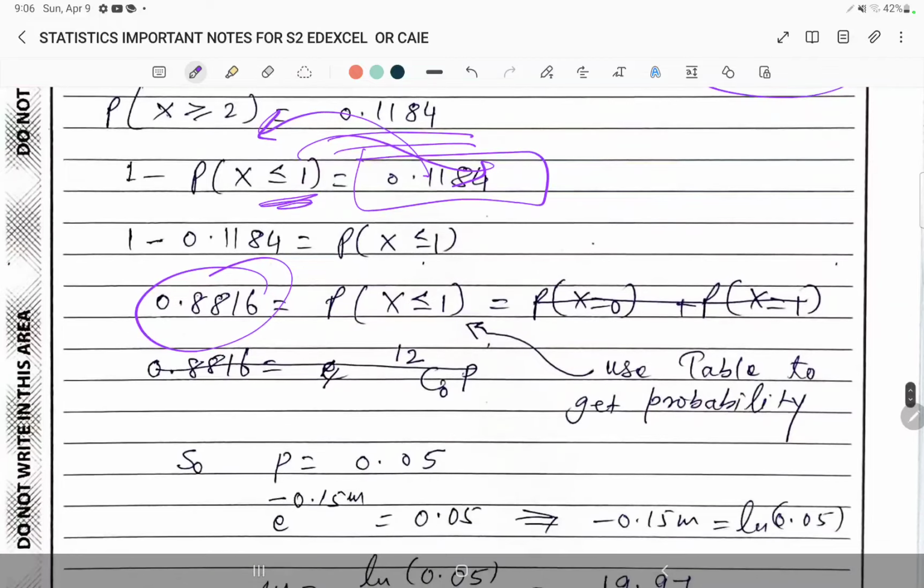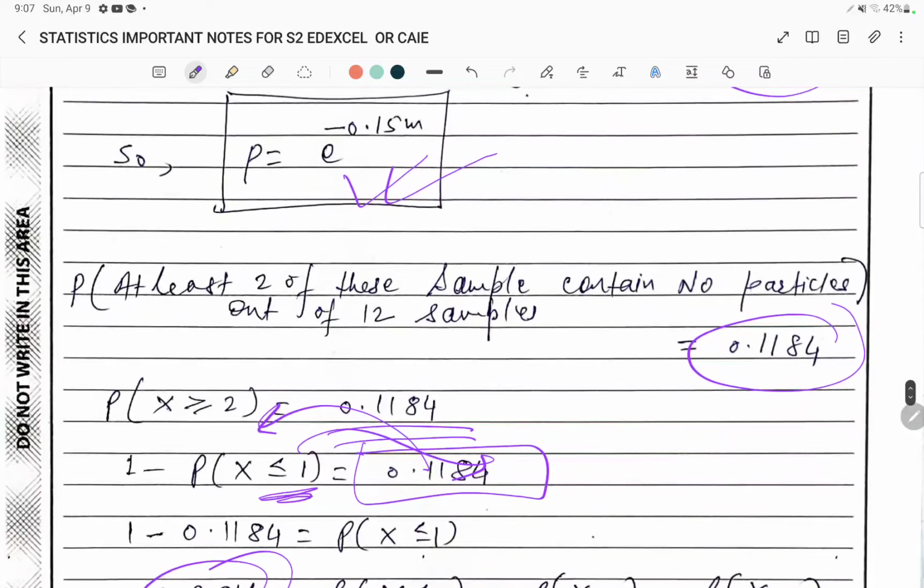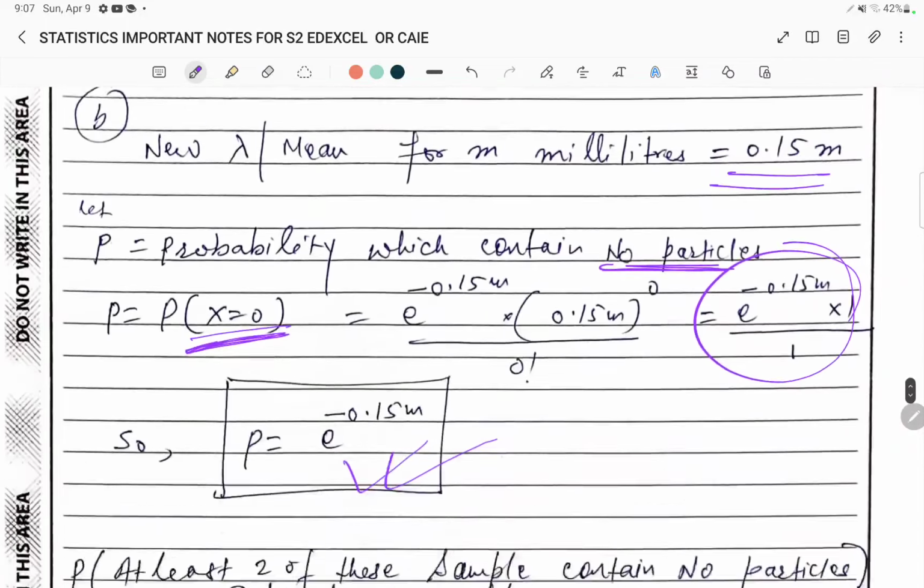Use the table to get the probability over here, right? We have to use the table to get the probability. So P(X ≤ 1) is 0.8816. Now here p is 0.05. We have to understand where this will come from. So 0.8816, and this is a Poisson distribution, right?